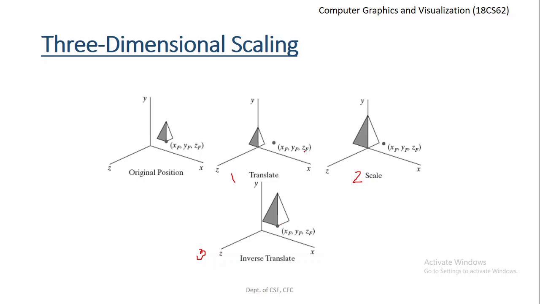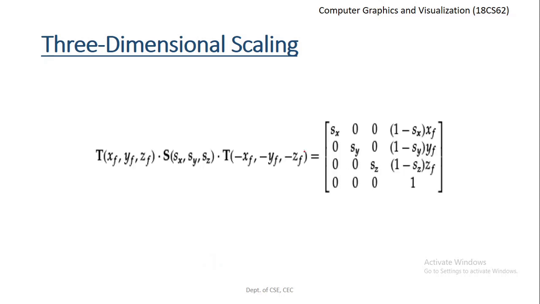If you look at the matrix operations, this is what we are going to do. We need to translate the object with respect to the fixed point, scale the object, and then perform the inverse translation. So this is the sequence of transformations: step 1, step 2 and step 3. These are the three matrices that need to be multiplied in order to scale a given 3D object with respect to a fixed point xf, yf, zf.